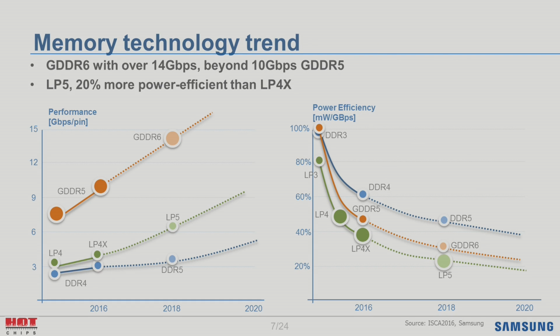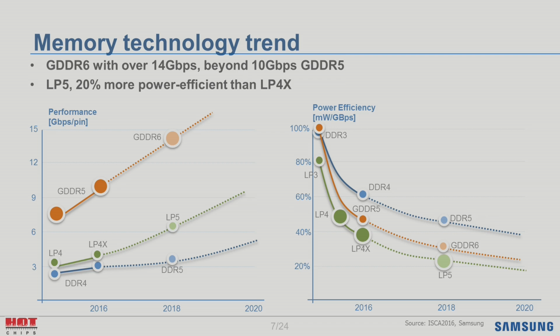Okay, this slide shows the innovative extension of memory, the performance and the power efficiency. The left picture is the performance trend over time. Now we already support around 10 Gbps GDDR5, 4 Gbps LP4X, and 3 Gbps DDR4. And in 2018, we will be able to support approximately 14 Gbps GDDR6, 6 Gbps LP5, and 4 Gbps DDR5.